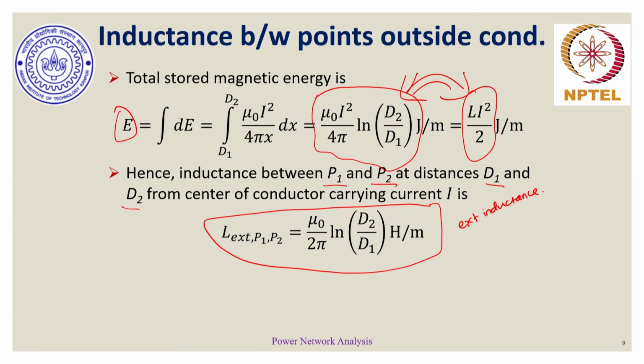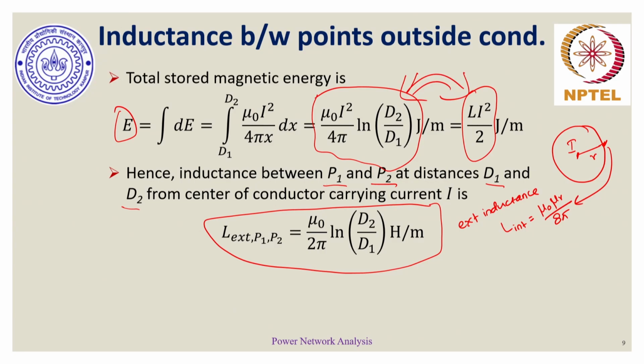We also know that the internal inductance, which I represent as L internal, is nothing but mu naught mu r by 8 pi. That's the only expression that we get. It is independent of the radius and independent of the current I. So L internal is the inductance of this conductor carrying current I of radius r, between the center of the conductor and the radius at the surface. That is what L internal means.